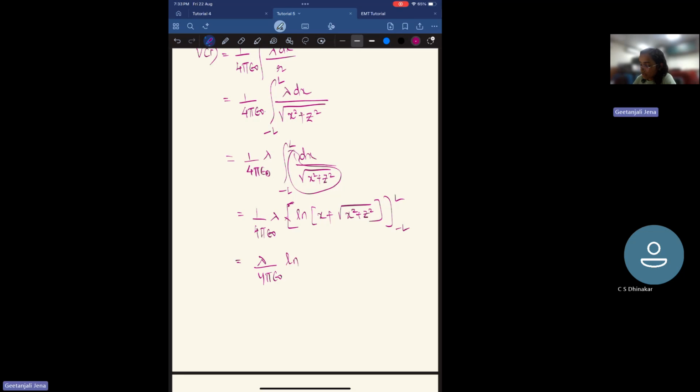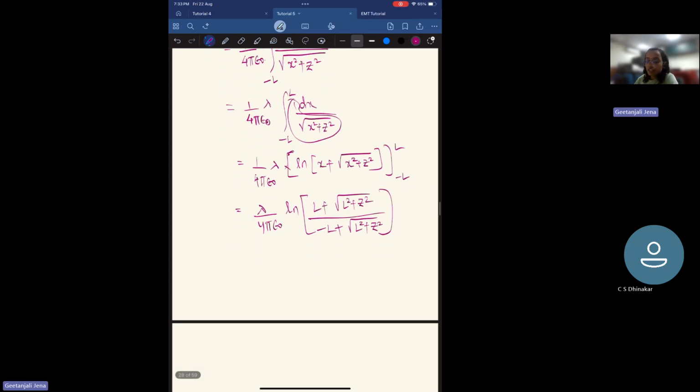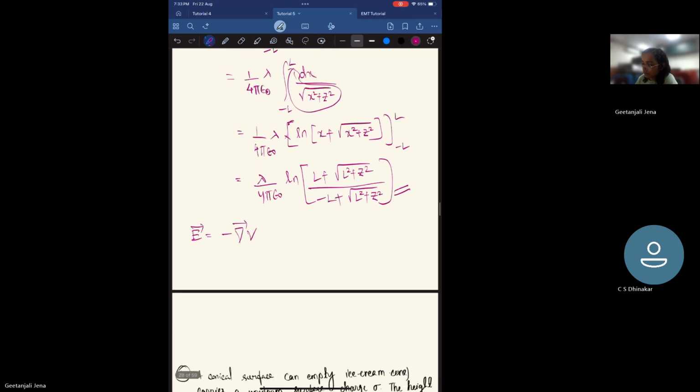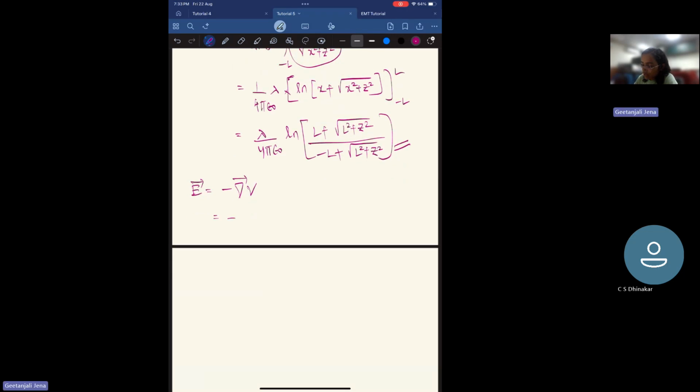Okay. So this will give ln of L plus square root of L square plus z square, minus minus L plus square root of L square plus z square. You know the potential now. Now you can easily use the gradient of the potential to find out the electric field. So E is minus z cap dou by dou z of V.